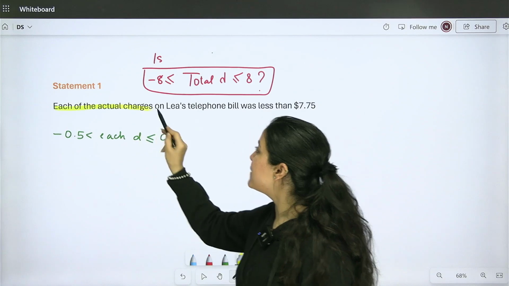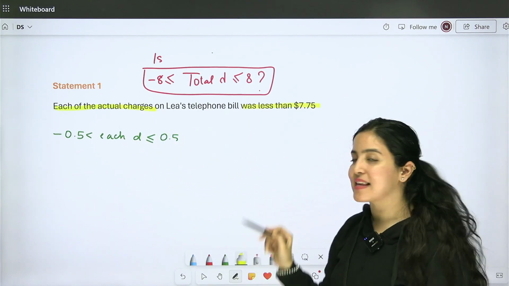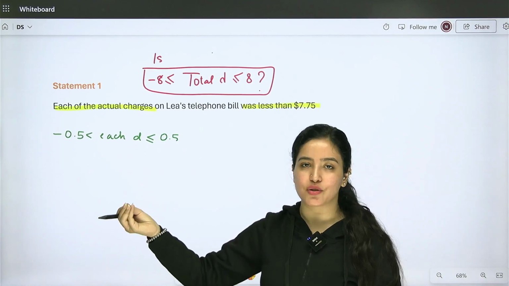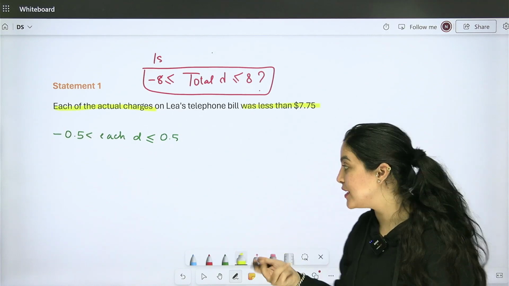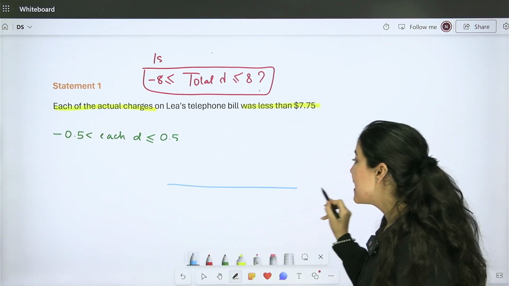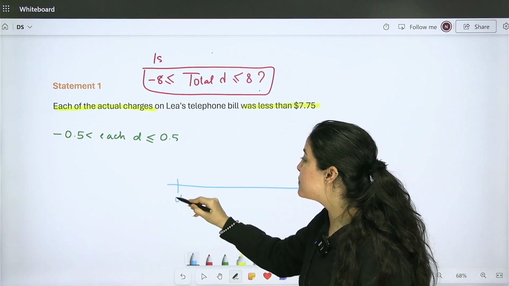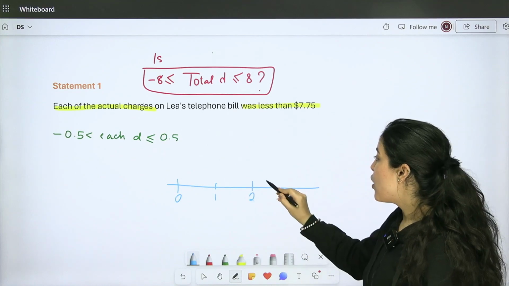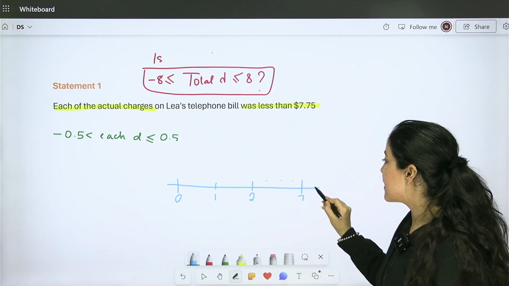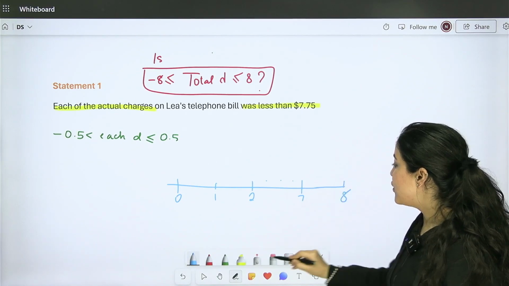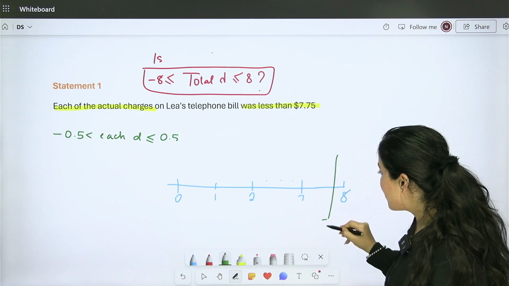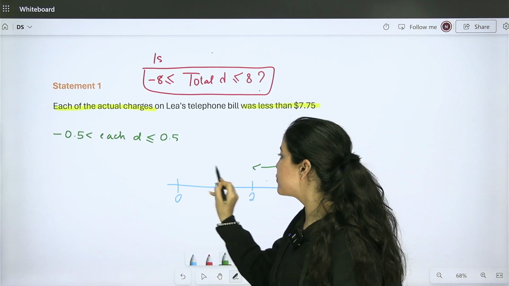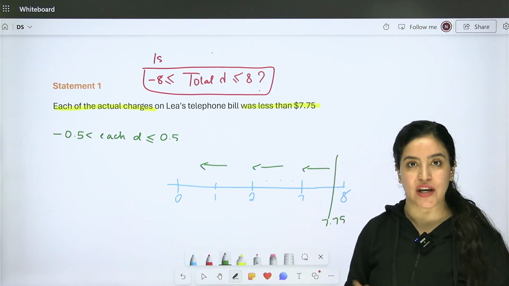This says each of the actual charges was less than $7.75. Now, less than 7.75 could go all the way down to just $0.1. I don't really know where any charge lies. So I could have a charge which is between 0 and 1, between 1 and 2, all the way to charges that are between 7 and 8. I know they are all less than 7.75. So all this statement tells me is that my charges could be anywhere in this range.